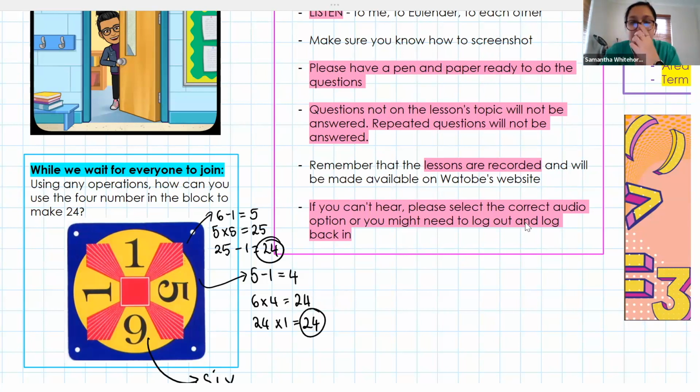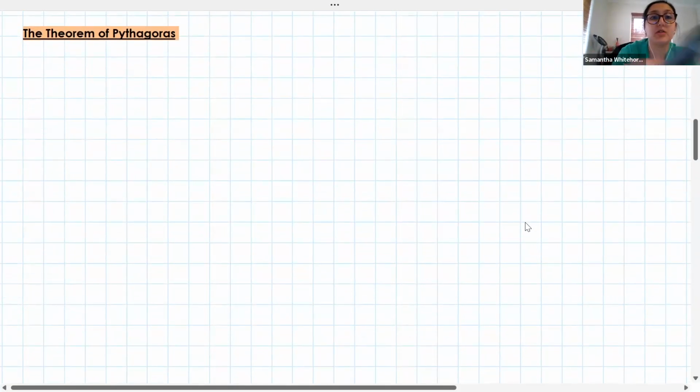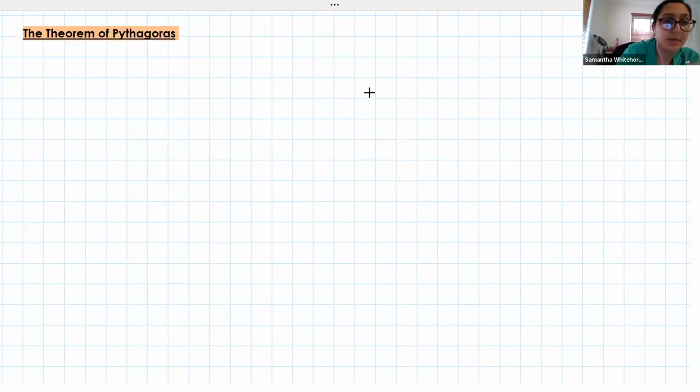We're not getting too complex yet. We're just doing the basics, and then we'll move up from there. Alrighty, so first thing is, what is the theorem of Pythagoras? It's all very well me saying we're doing Pythagoras today, but if you have no idea what Pythagoras is, that's a bit of a problem.